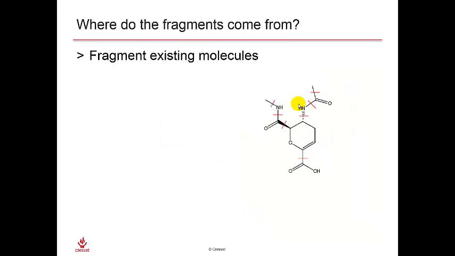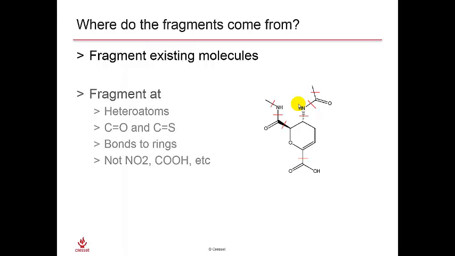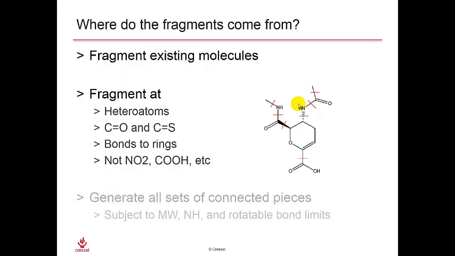So where do the fragments come from? To create our fragment databases, we fragment existing molecules from various sources. The molecules are fragmented at heteroatoms, carbonyls and thiols, bonds to rings, but core functional groups like amines and carboxylic acids are not broken up. All sets of connected pieces are generated subject to some heavy atom and molecular weight limits.